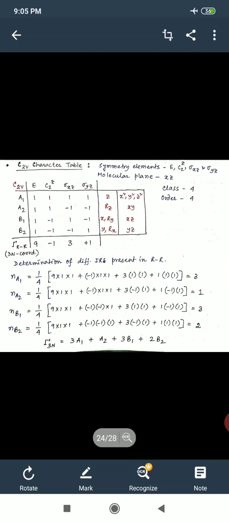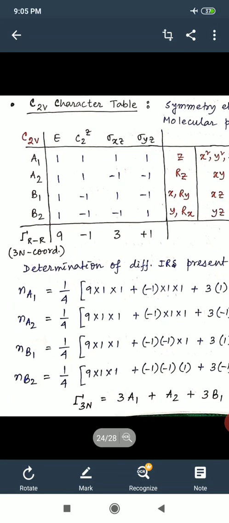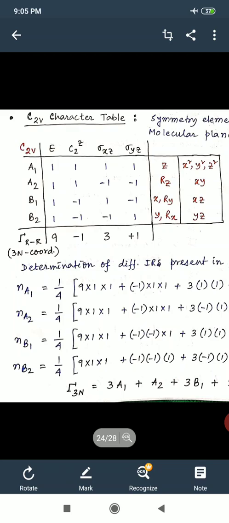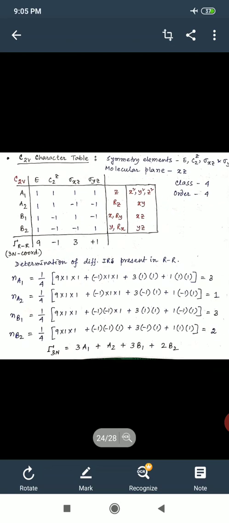Means why we are writing A1, B1 or A2, B2 or E or T. So many things we are writing in coordination chemistry and in our group theory also, and we have discussed this. Then we came to the C2V character table. This is the C2V character table, the total form.